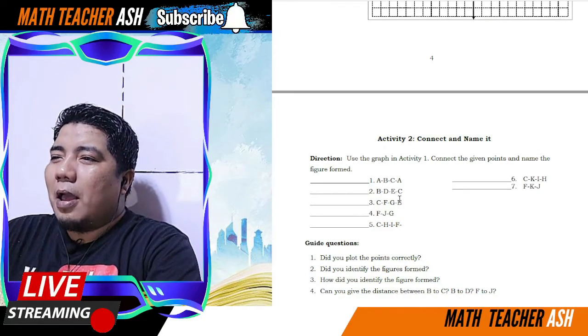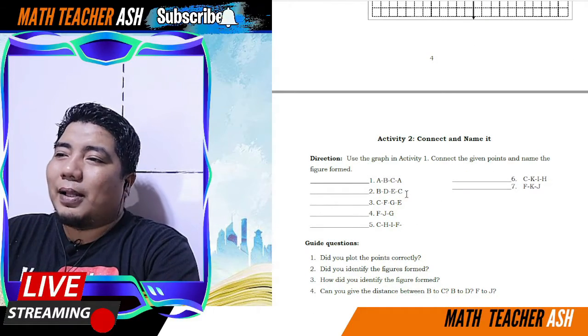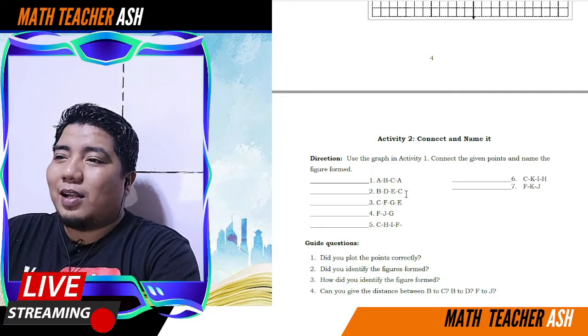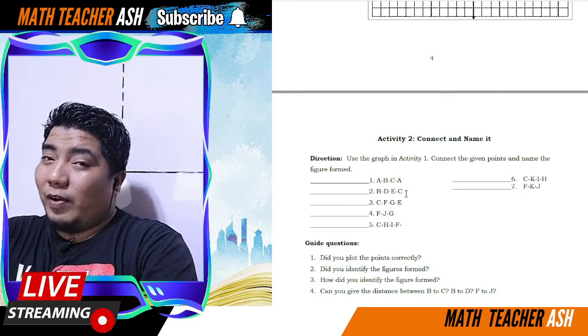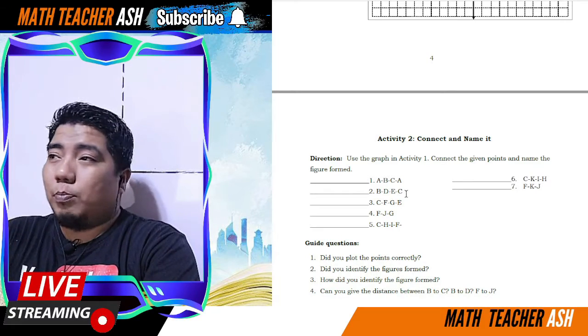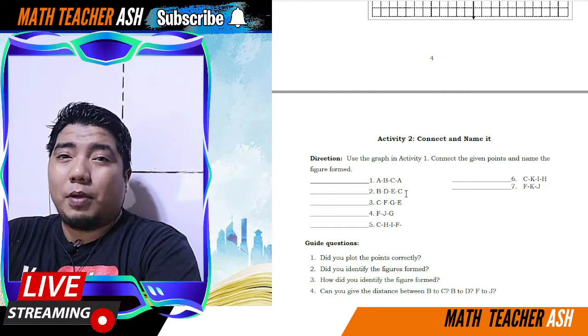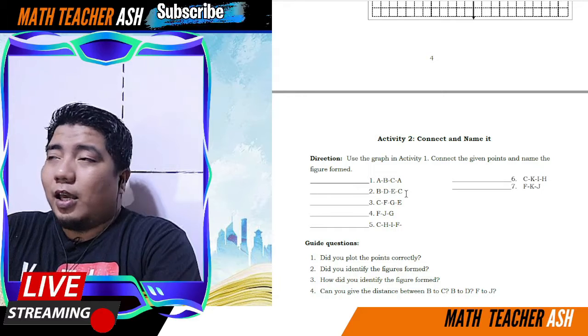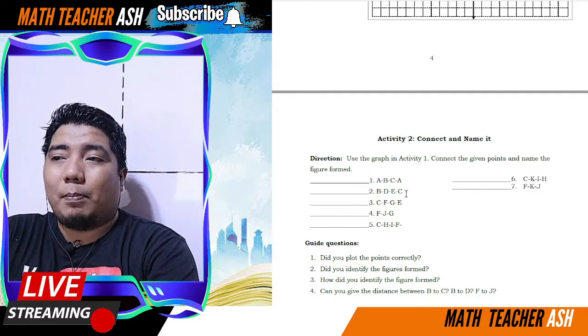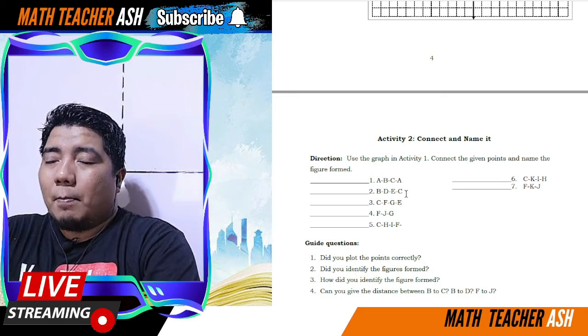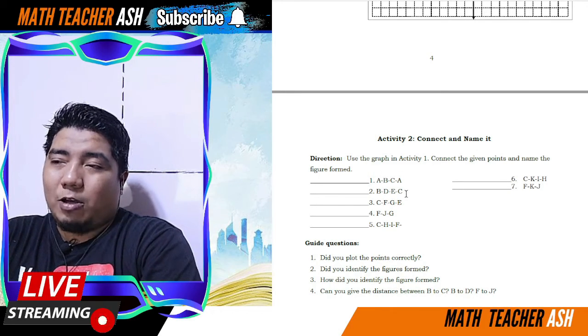How about this one? B, D, E, C. So 4 na magkakaibang letters, so that is a quadrilateral. So when we say quadrilateral, it could be different. So it could be a parallelogram, it could be a square, it could be a rectangle, it could be a rhombus, it could be a kite, it could be a trapezoid. So maraming klase ng quadrilateral. Depende sa nagawa ninyong pag-connect sa kanila. Okay, kung ano yung na-form.